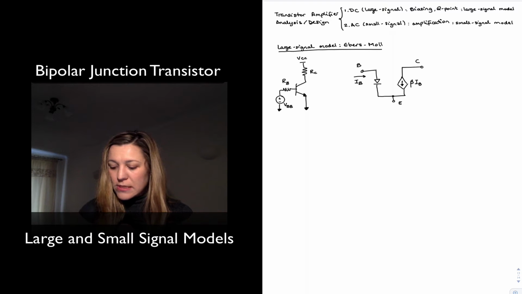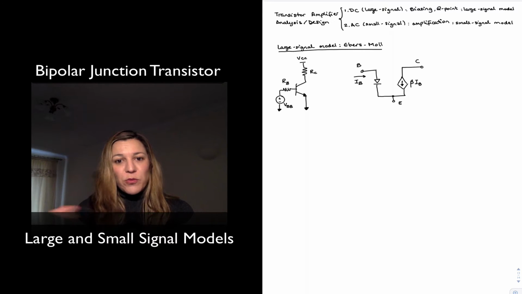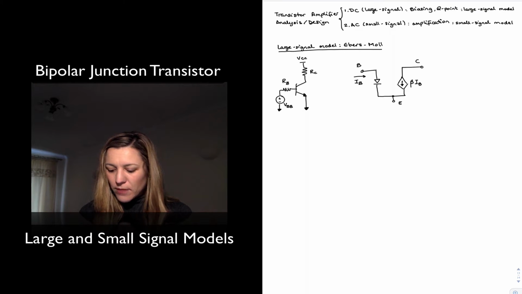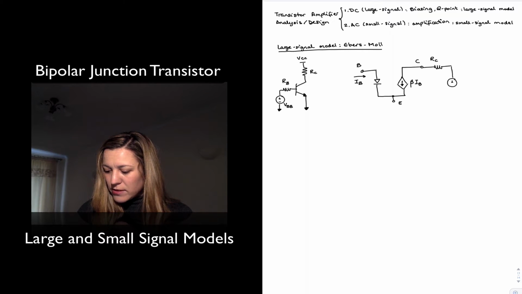All right, so this is my Ebers-Moll model. It's very simple. And again, it's not that if you open the transistor, that's what you're going to find inside, but it's rather a mathematical model with elements that we know how to operate with, and they model pretty accurately the behavior of the transistor to large DC signals. And now we can connect the rest of the components. So there is a collector resistor, RC, that's connected between the collector terminal and a VCC supply.